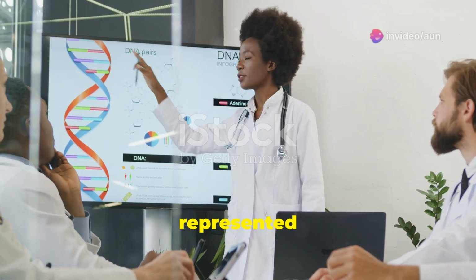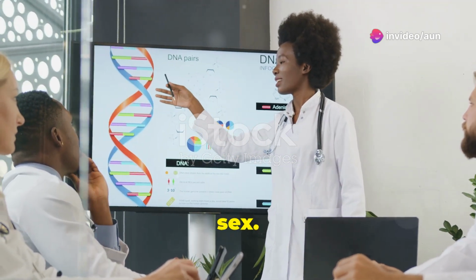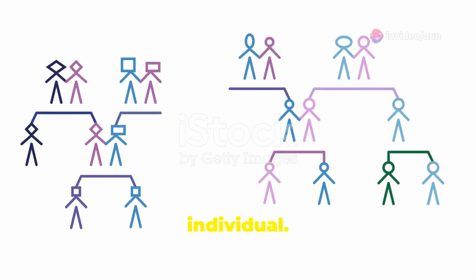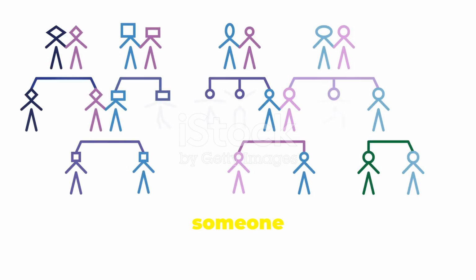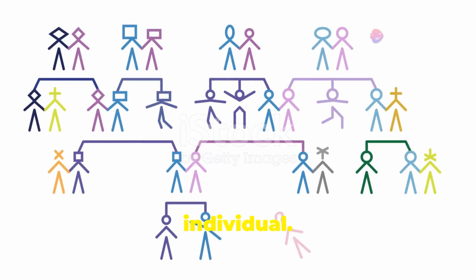Each individual is represented by a symbol: circle, female; square, male; diamond, unspecified sex; shaded symbol, affected individual; half-shaded symbol, carrier, someone who has the gene but doesn't exhibit the trait; dot within a symbol, deceased individual.